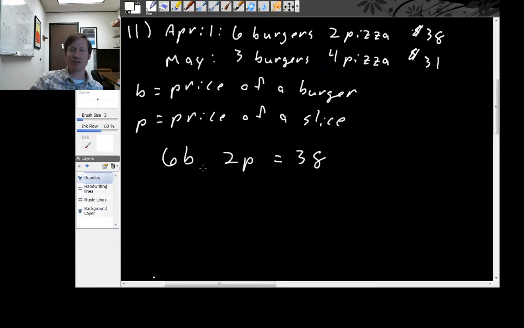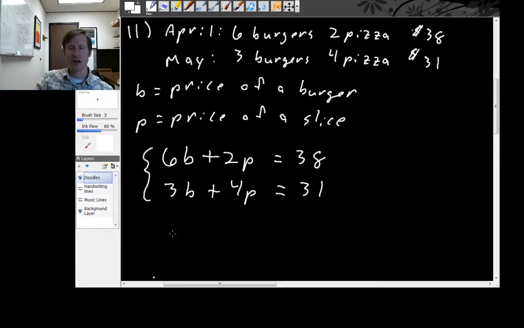So the total amount that she spent is everything on burgers plus everything on pizza, so we can just add these. On the one hand, the amount she spent is 6B plus 2P, and on the other hand, it's $38. Those two things must be equal because they're both the total amount she spent. When we do the same thing for May, we get 3B plus 4P equals 31. And so this is our system of equations. We need to solve this system of equations.